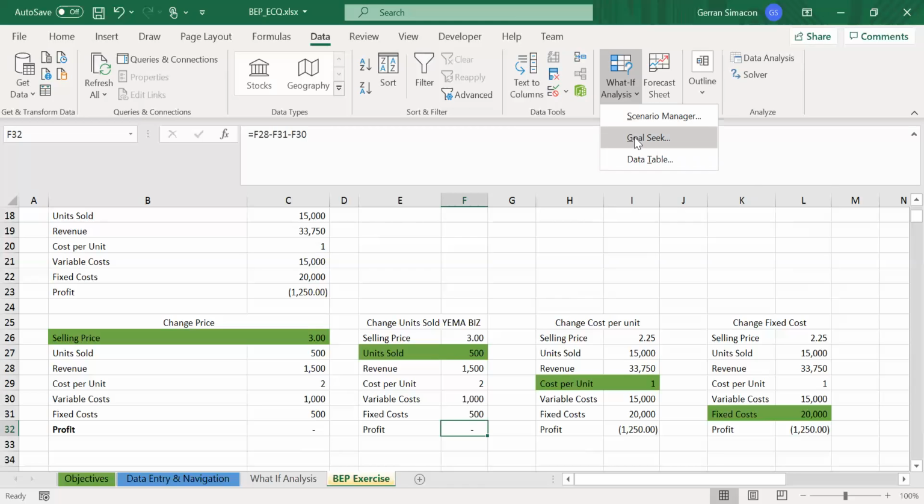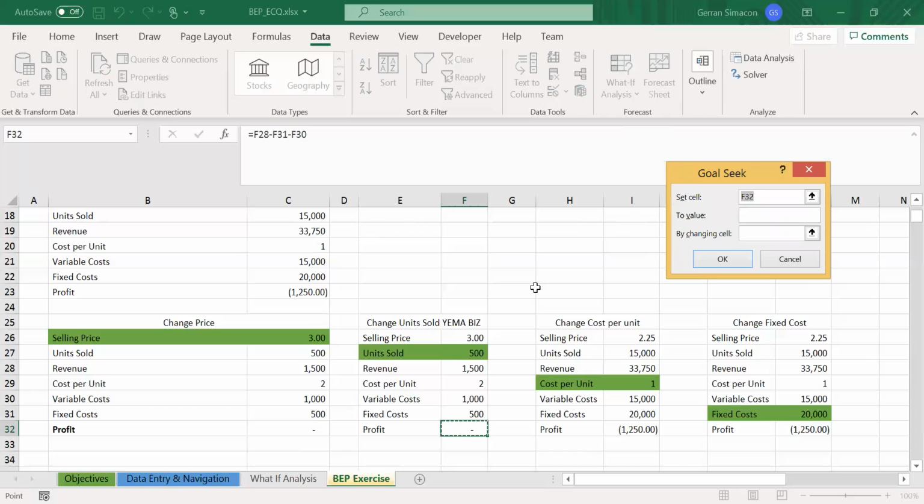So for example, you want to target a profit of 1,000 pesos. So let's set the cell to value 1,000 by changing here. Meaning, to make a profit of 1,000 pesos, how many units should I sell? I should sell, class, right? Click OK.